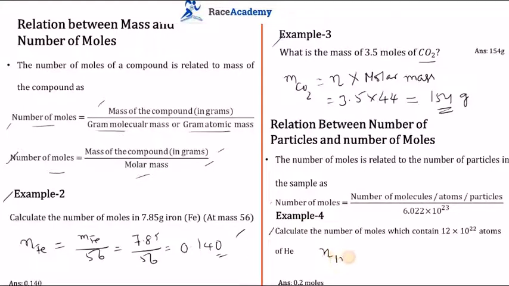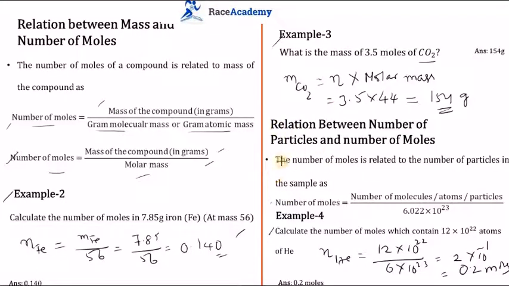So how to find number of moles of helium here? It is 12 into 10 to the power of 22 divided by the Avogadro number, 6 into 10 to the power of 23 approximately. Then you will get 2 into 10 to the power of minus 1, which is 0.2 moles. So 0.2 moles is the answer for this problem number 4. In this, what we have calculated is the number of moles of a substance containing 12 into 10 to the power of 22 atoms.